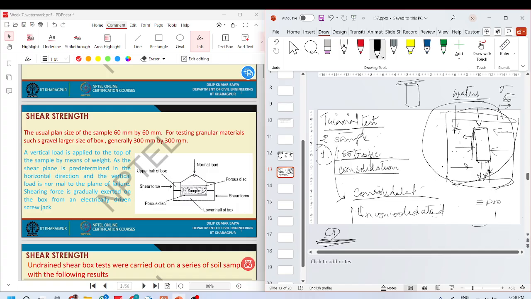You get me? Relatively pervious material compared to the finer grain. The triaxial test is usually done for relatively less permeable material. I am asking about the CD test. The CD test is for relatively pervious soils compared with the clay.